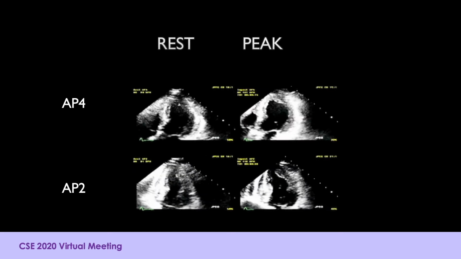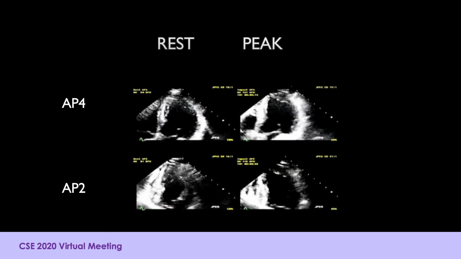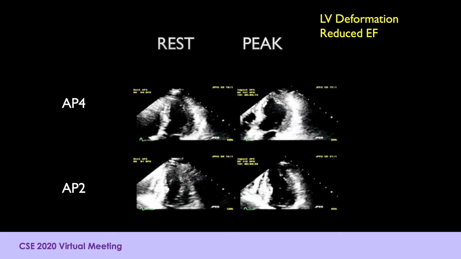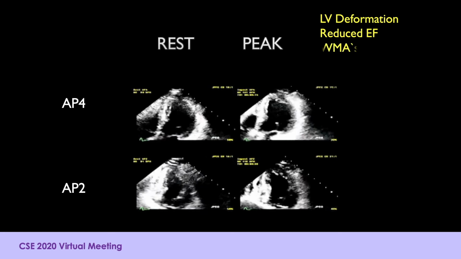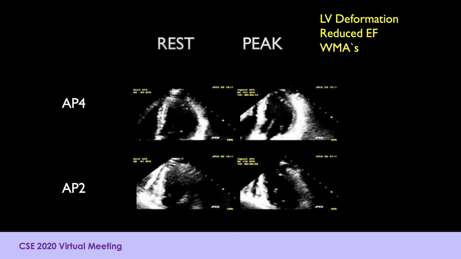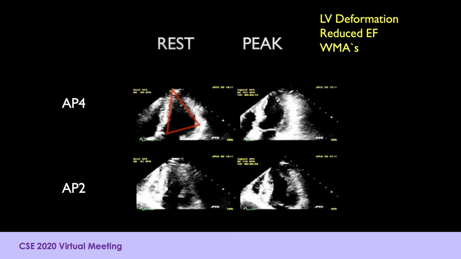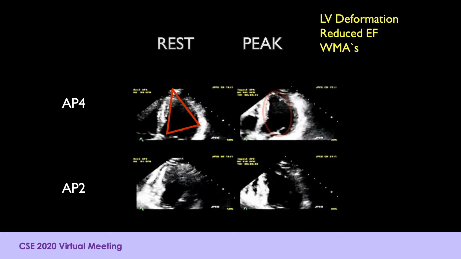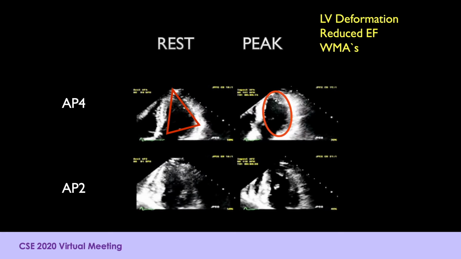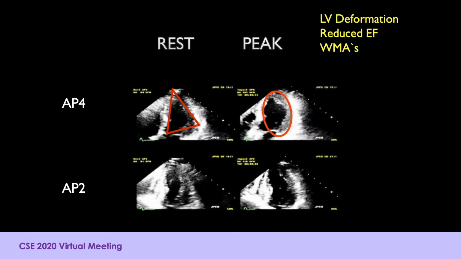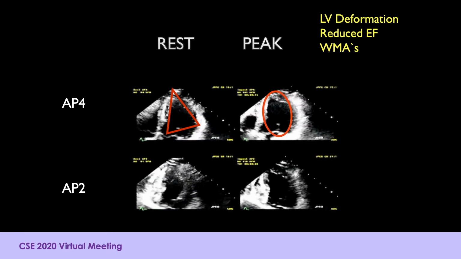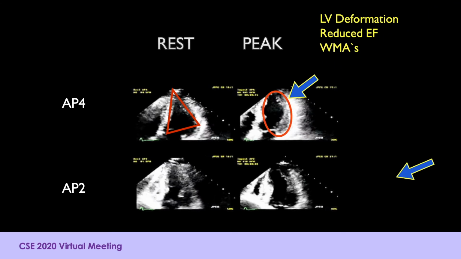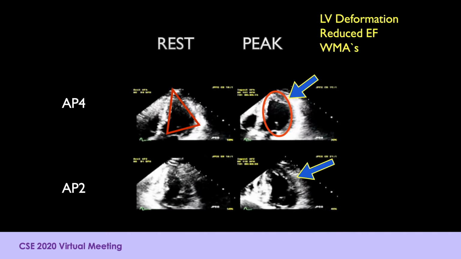One again sees this abnormal peak echo. There's LV deformation, reduced ejection fraction, the cavity size looks bigger, and there are multiple wall motion abnormalities. The normal triangular appearance of the ventricle is distorted to this oval globular shape. One should have a triangular shape both at rest and peak exercise with healthy non-ischemic myocardium. You can see the lateral wall is dyskinetic, the anterior wall is severely hypokinetic.